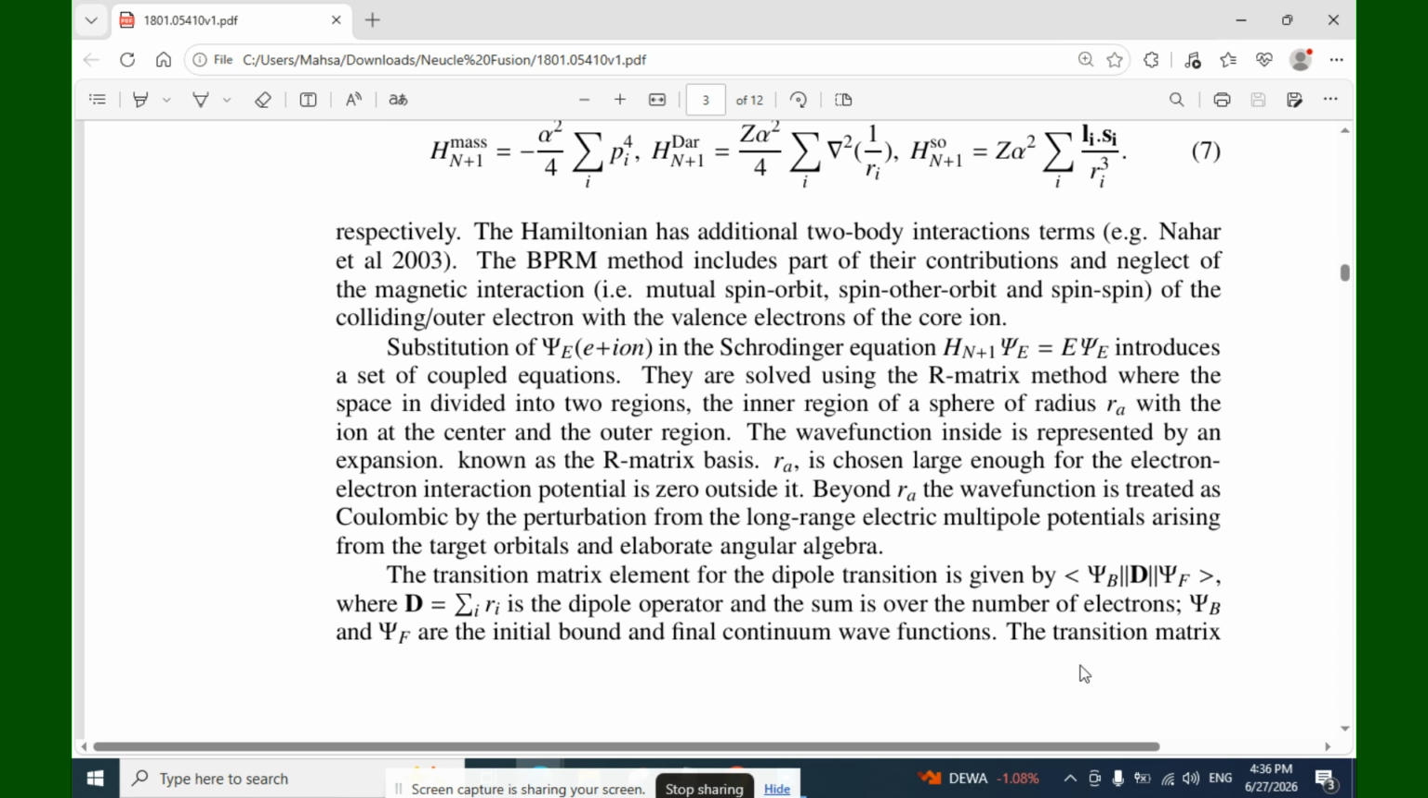The wave function inside is represented by an expansion known as the R-matrix basis. The radius r is chosen large enough for the electron-electron interaction potential to be zero outside it. Beyond r, the wave function is treated as Coulombic, perturbed by the long-range electric multipole potential arising from the target orbital and elaborate angular algebra.